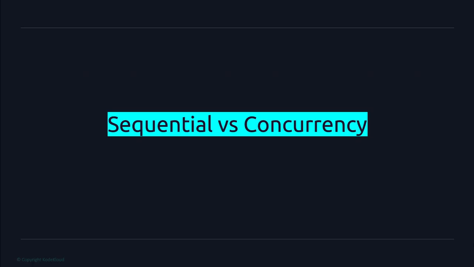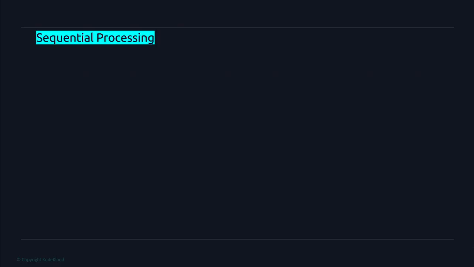Hey everyone, before we start talking about concurrency in Golang, let us first understand the difference between sequential and concurrency in programming. Understanding these concepts will help us to understand concurrency in Golang better. Talking about sequential programming, sequential programming is the simplest form of programming.